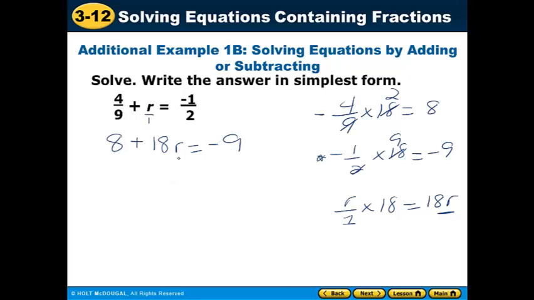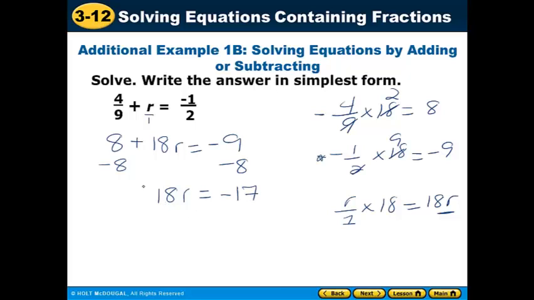So now this look like regular equations, and then we can just go ahead and solve them, except this one will turn this into a two-step equation. But anyways, we're not dealing with fractions. So here we will go ahead and subtract 8 first. We have 18r. Negative 9 minus 8 will be negative 17.